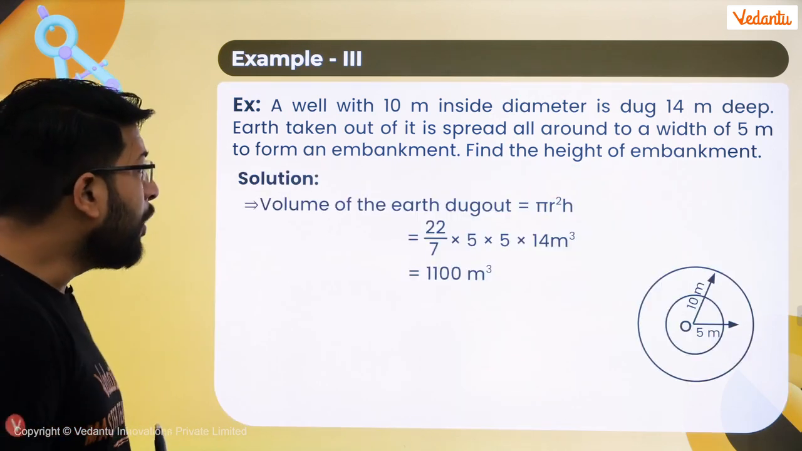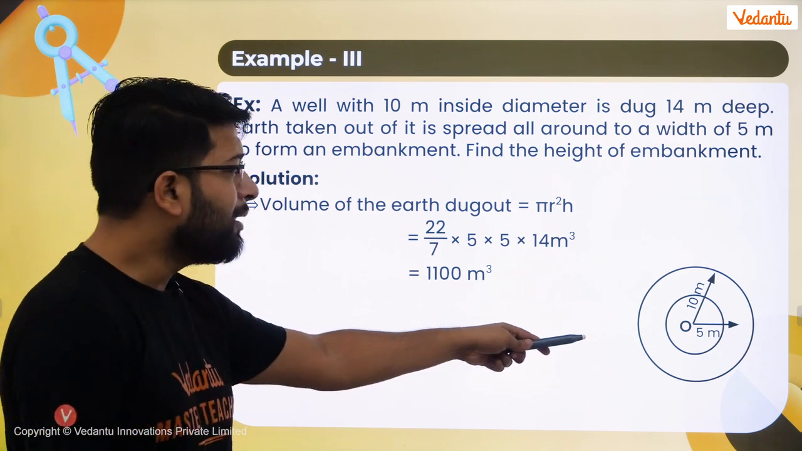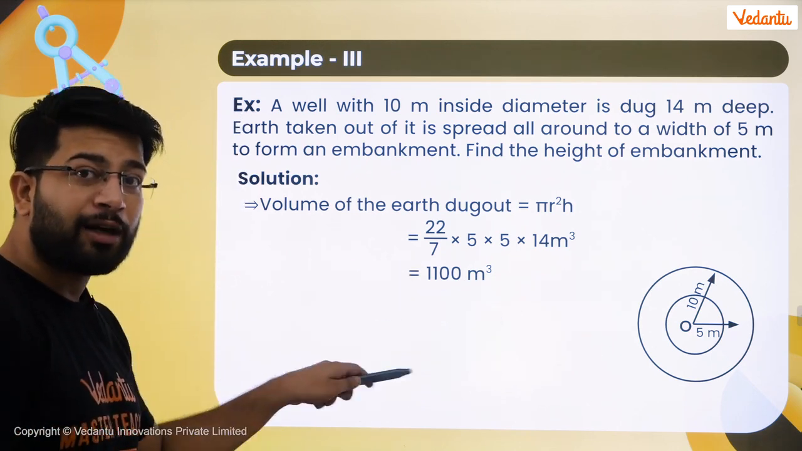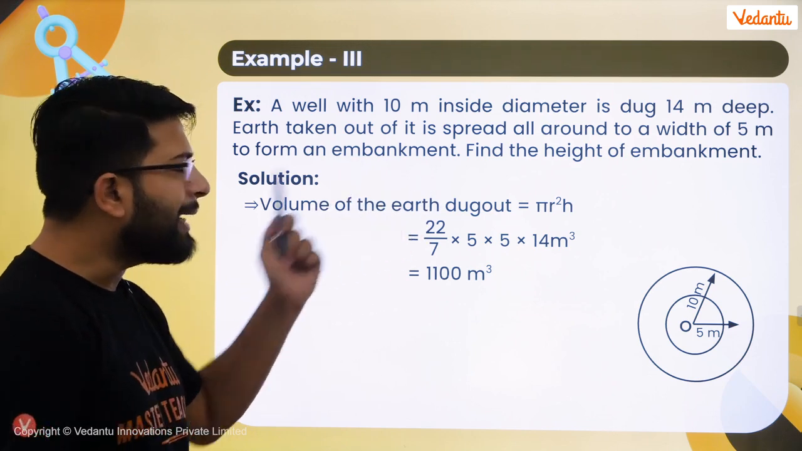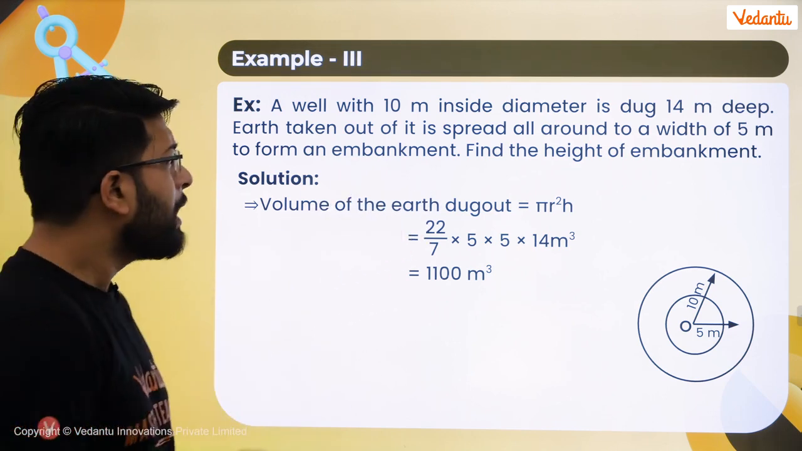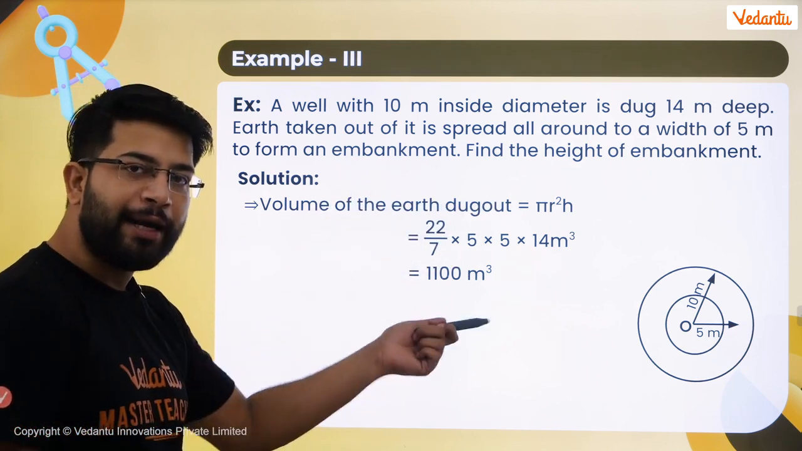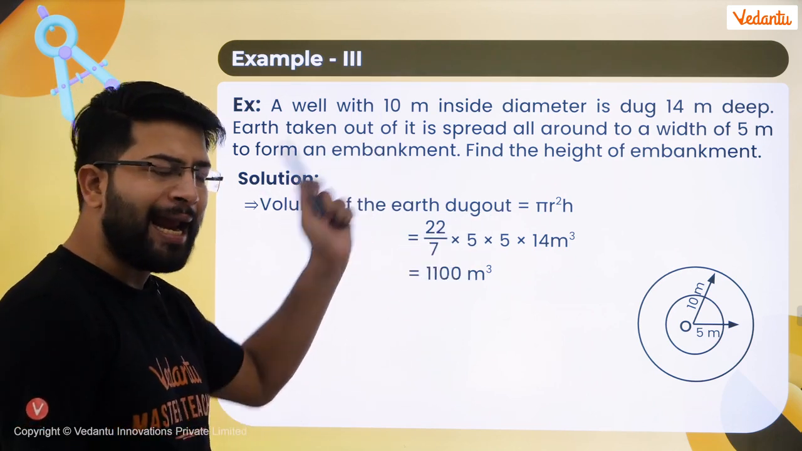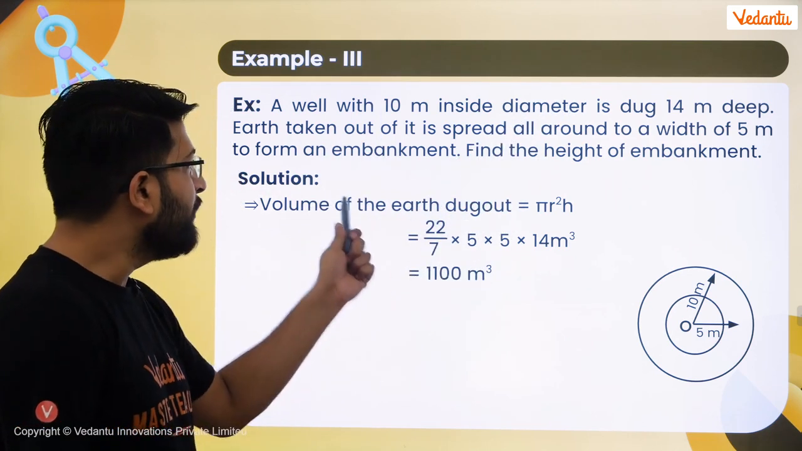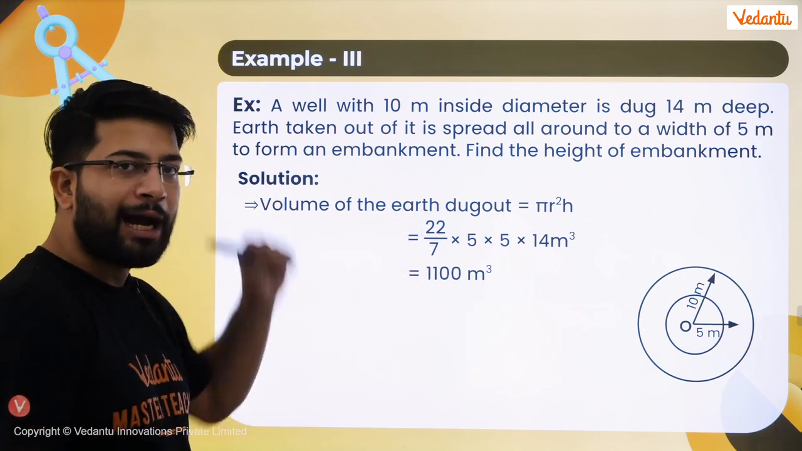So champ, we know that this will be a hollow cylinder type of thing, right? That means the volume of the earth taken out, dug out, will be what? Pi r square h, the cylindrical form. The radius we know, half of 10. Height we know, 14. We know the volume of the earth dug out.